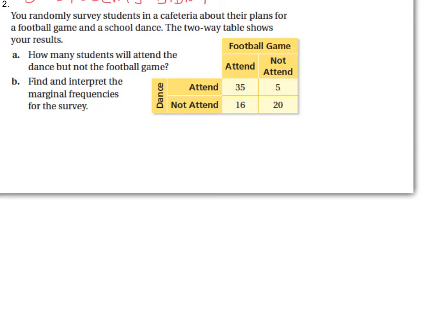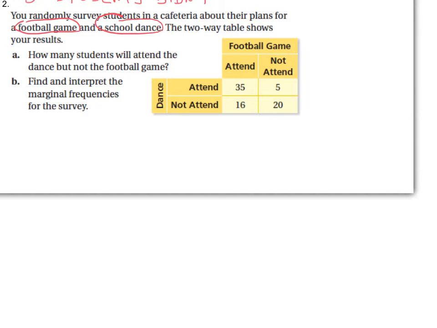Here we want to look at the next one. We randomly survey some students in the cafeteria about their plans for a football game and a school dance. So here's the clue: football game and a dance. The same sample is being asked questions about two different things. That's where the two-way table can show our results. How many students will attend the dance but not the football game?